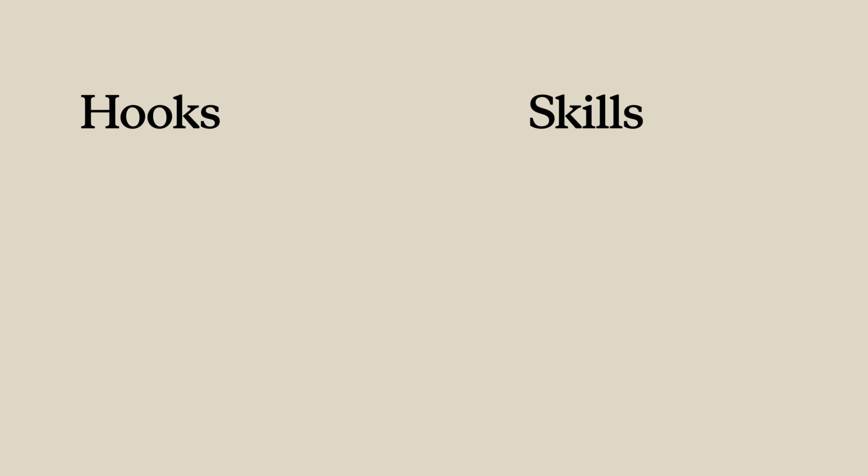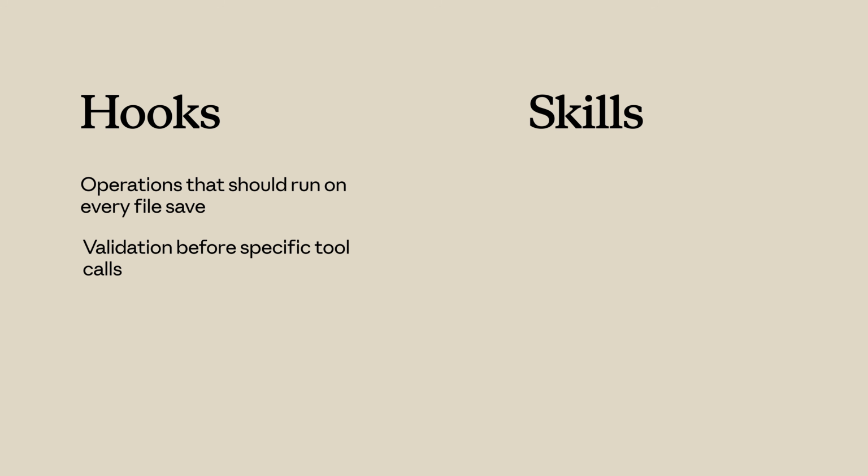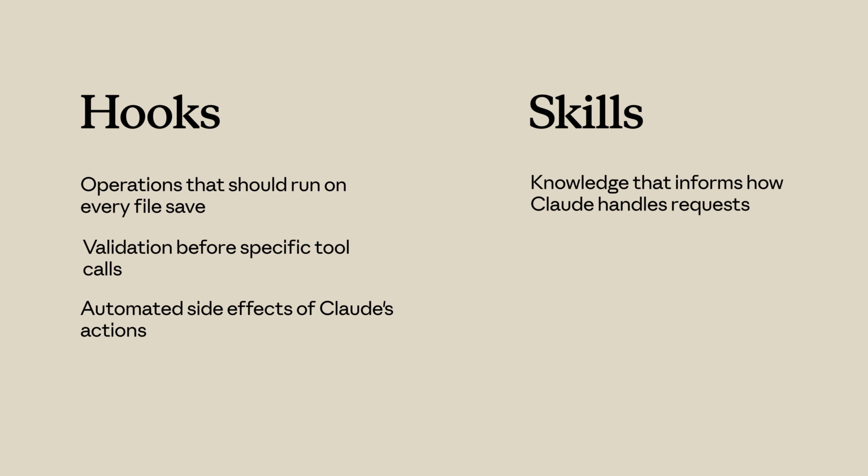So use hooks for operations that should run on every file save, validation before specific tool calls, or automated side effects of Claude's actions. Then use skills for knowledge that informs how Claude handles requests, guidelines that affect Claude's reasoning.